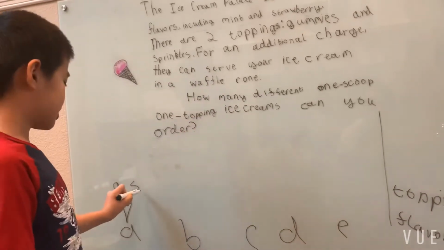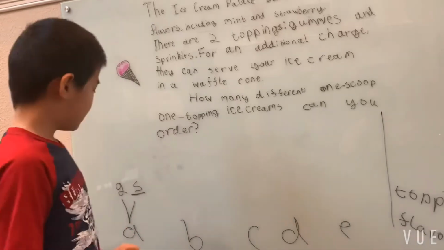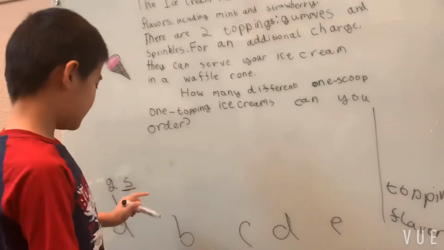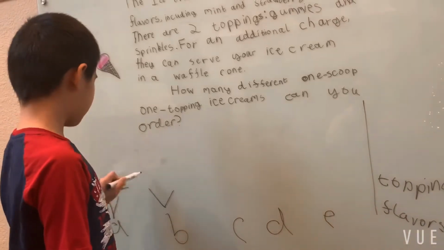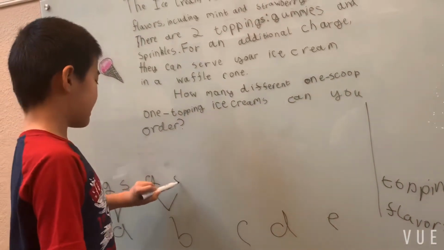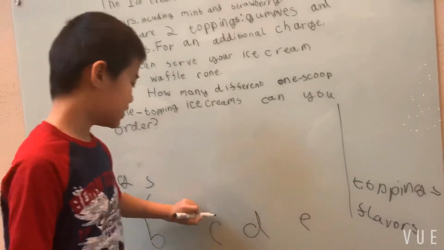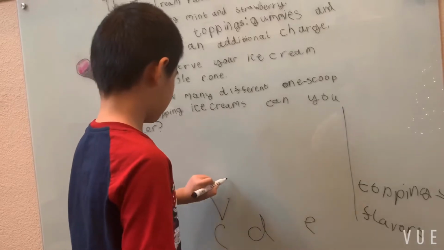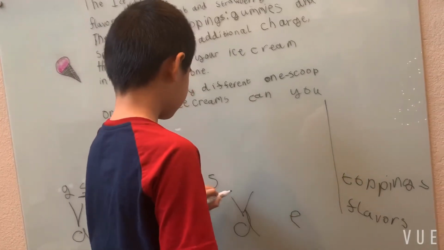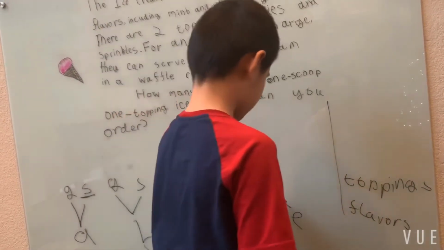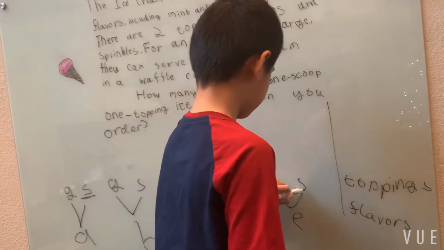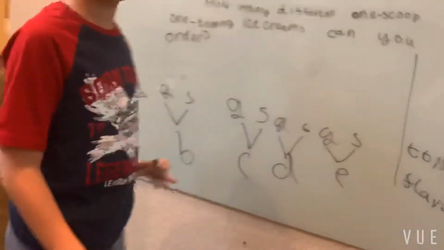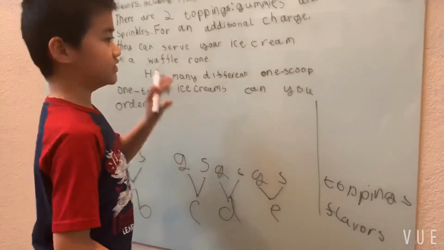So if we're here at this S, we have flavor A, whatever that is, and then sprinkles here. Same thing here. We'll have 2 branches coming out, G and S for gummies and sprinkles. We can keep doing this until we end up at the E. Okay, so now these are all our options if there is no cone.